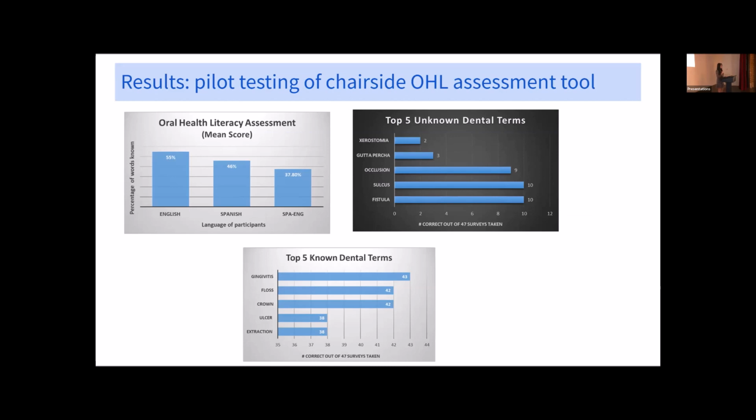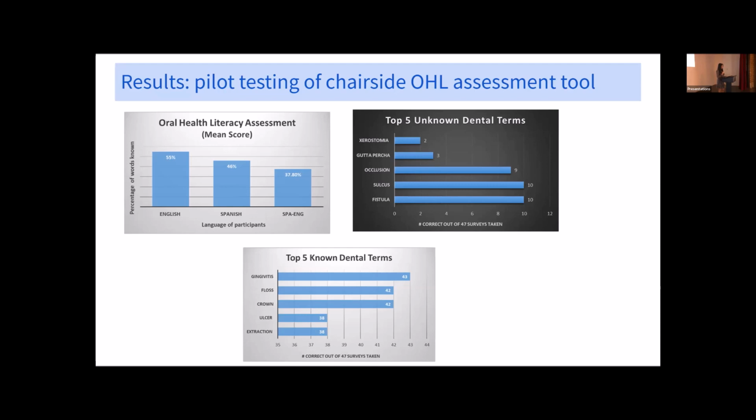Spanish-only speaking patients was 46%, with a range of 17 to 29. And bilingual speaking patients was 37.8%, and the range was 11 to 25. The difference in the knowledge of dental terms among bilingual patients was English at 37.6% and Spanish tests at 38%. The top word that was missed was xerostomia.